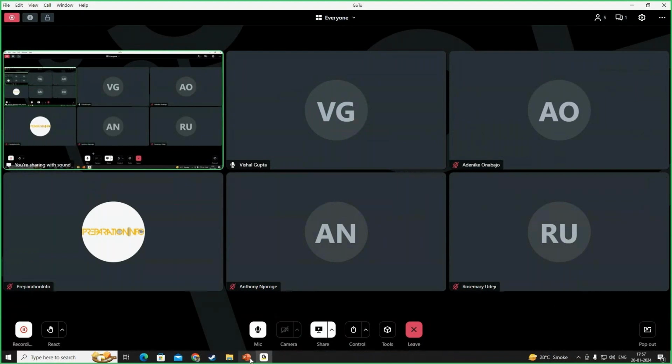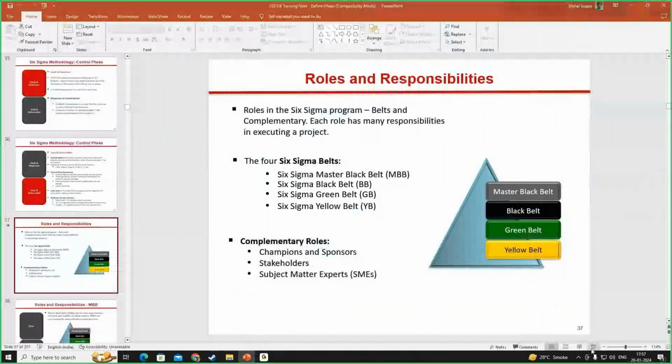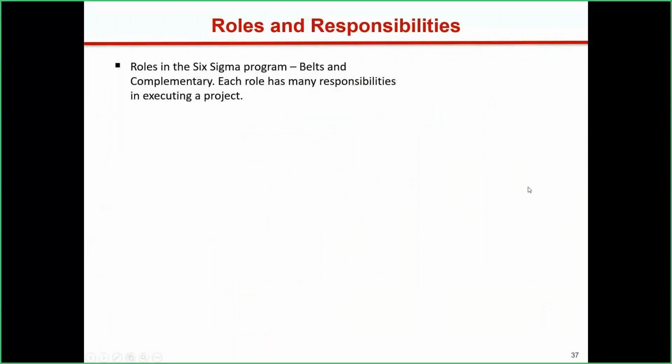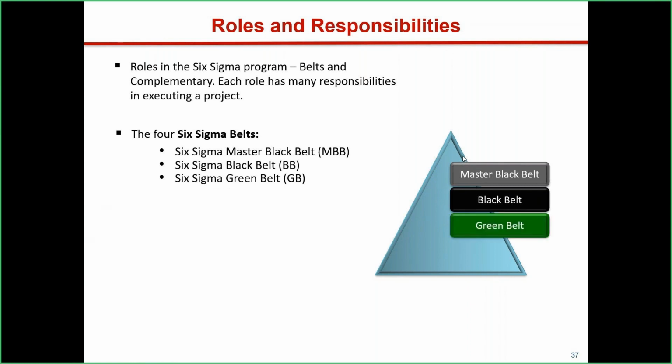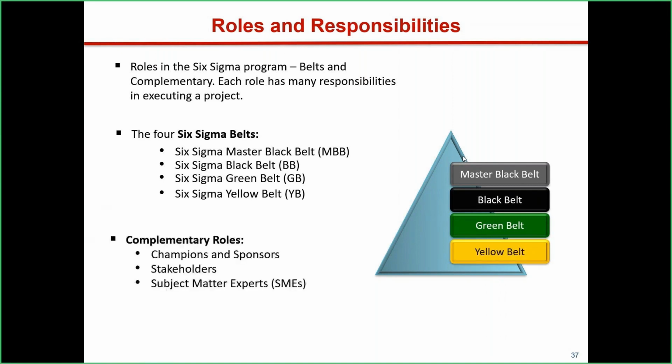All right, so let's begin. We start with roles and responsibilities. Roles in a Six Sigma program, which are also known as belts, are complementary, and each role has many responsibilities in executing a project. There are four Six Sigma belts: Six Sigma Master Black Belt, Six Sigma Black Belt, Six Sigma Green Belt, and Six Sigma Yellow Belt or White Belt. And there are the complementary roles: champions and sponsors, stakeholders, and subject matter experts. We'll learn about each and every role in detail.